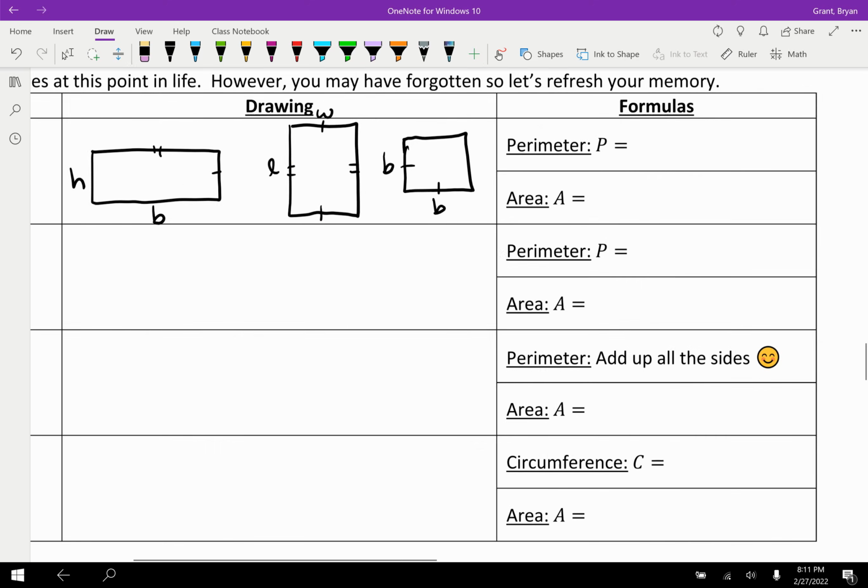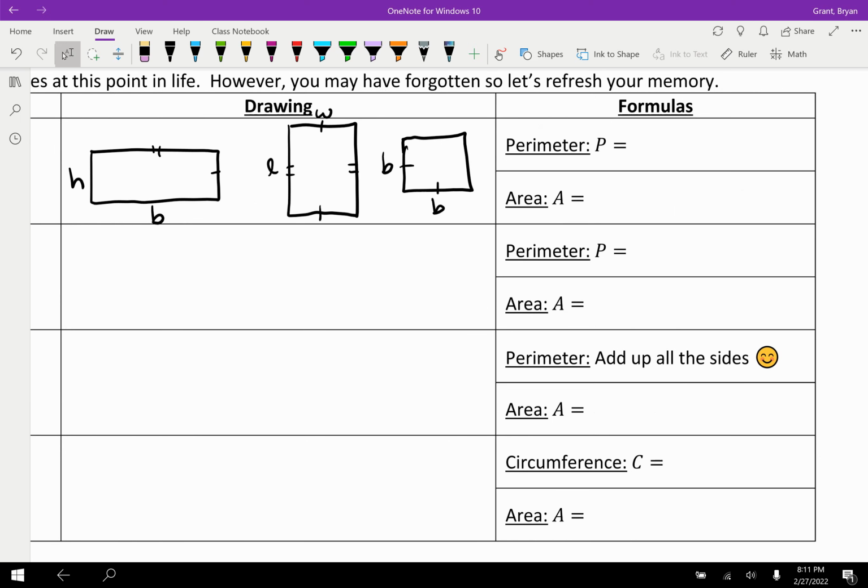So to find the area of these, we usually just take these and multiply, right? Area is base times height. Or you could say it's length times width. Or because they're the same here, for a square, I'm just going to put this at the end, for a square you can just say it's the base squared, right? The base times itself. Nothing bad.